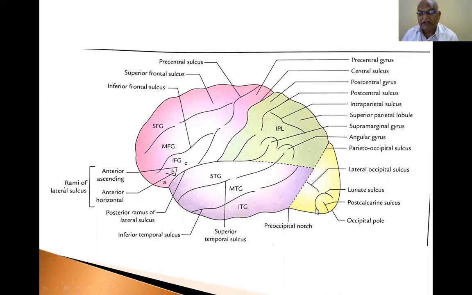Now, in the occipital lobe, a half-moon-shaped sulcus is present, which is called the lunate sulcus. So this entire area is the visual area.